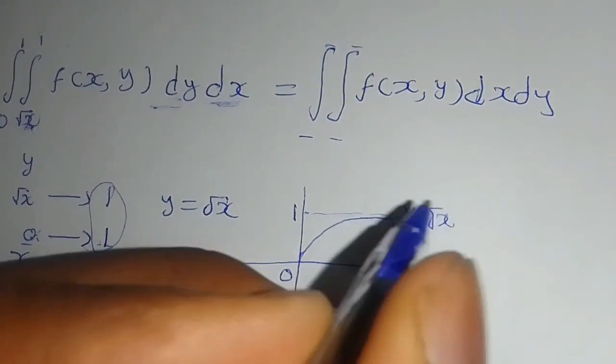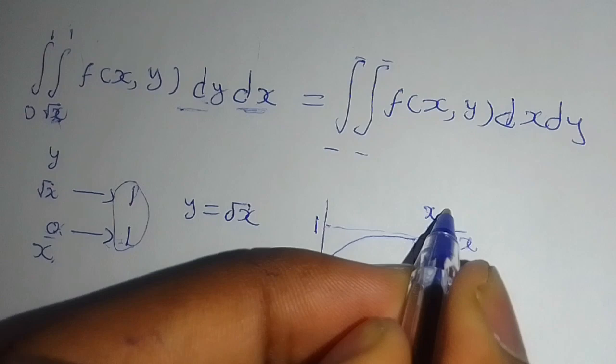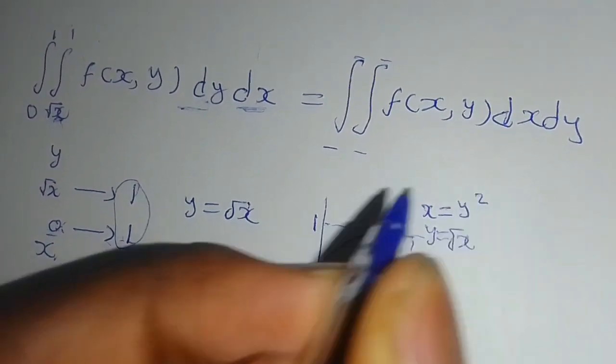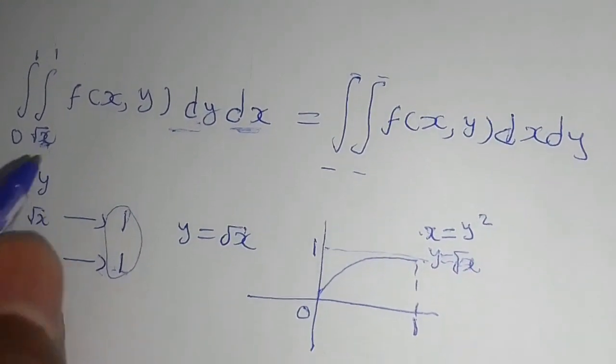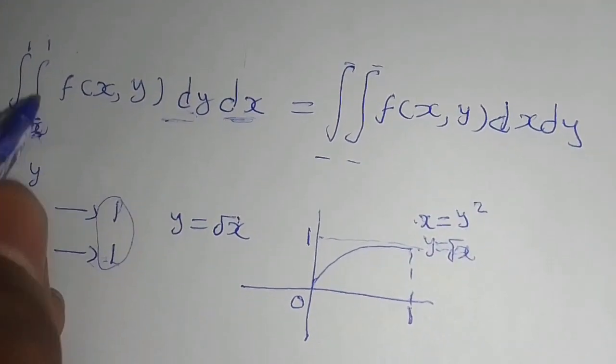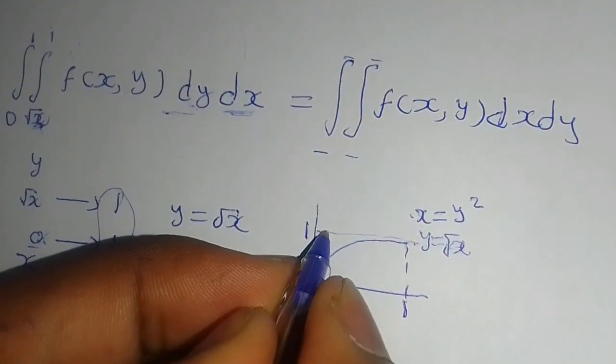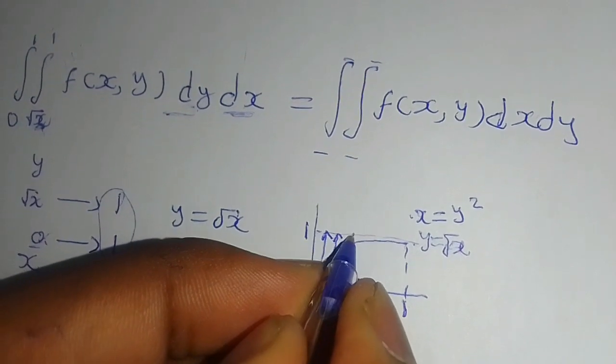And if you don't want to write y equals root x, you can just say this is the curve x equals y squared. If you square both sides, then you can technically get that x equals y squared. And this one technically says that y goes from root x to 1. So we go from root x, from the curve, to 1.